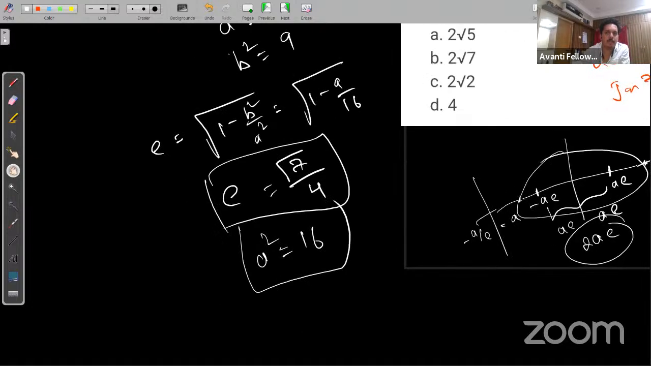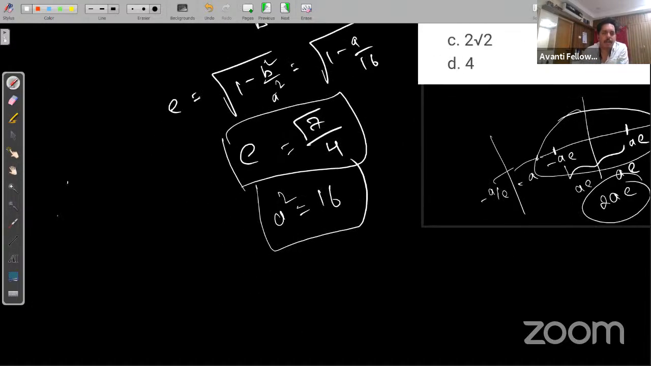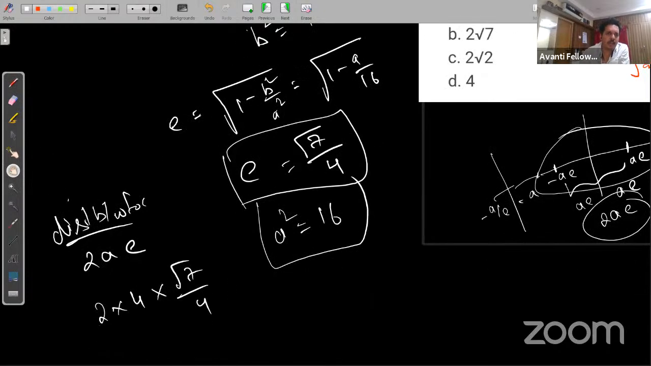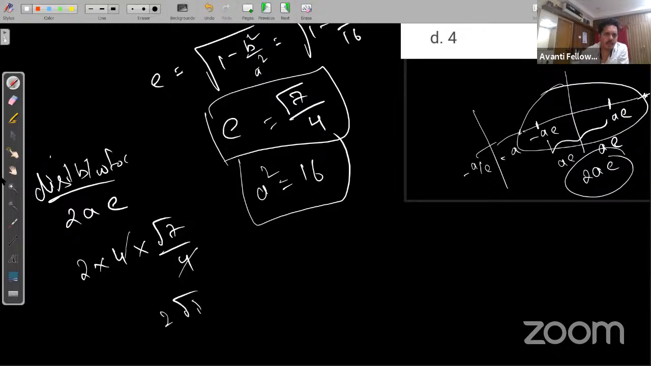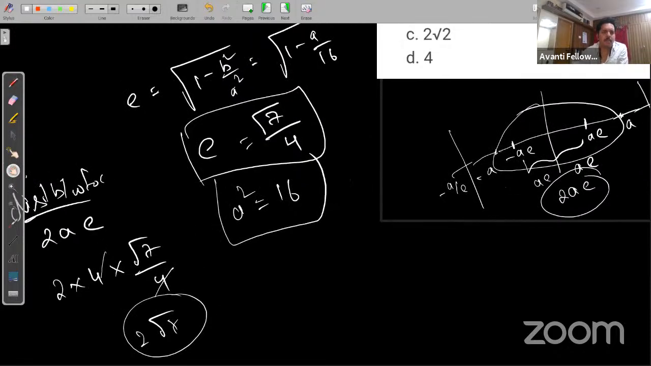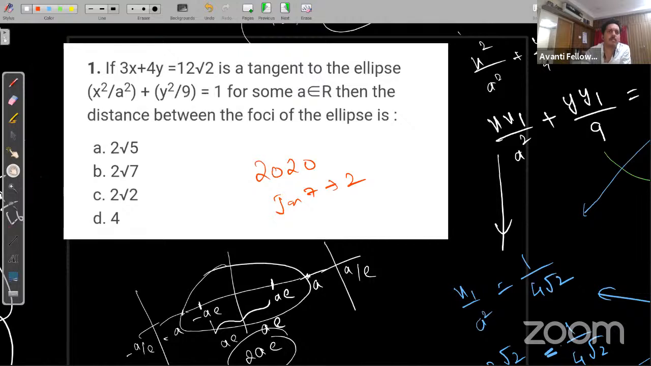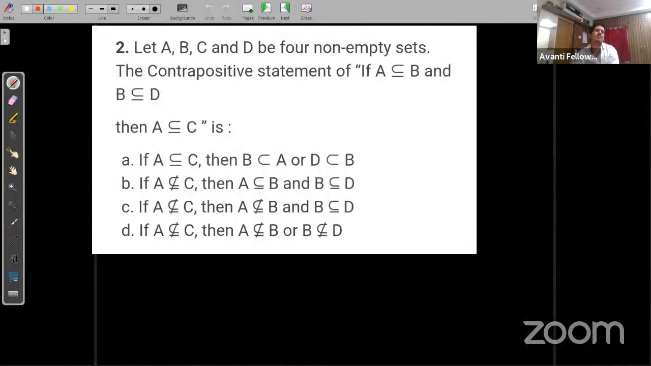Now can anyone please tell me the distance between foci, right? Distance between foci is 2ae. So 2 into a, which is 4, into e, which is root 7 by 4. If the 4 gets cancelled, 2 root 7 is your answer. Okay. So which option is it, guys? Very good, Sandeep. Your option is correct. It is 2 root 7. Option B is correct. So this is the one question. We should be very careful here. It is very basic.